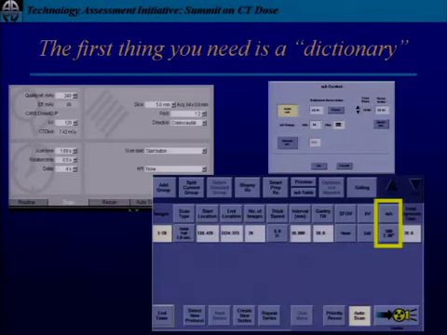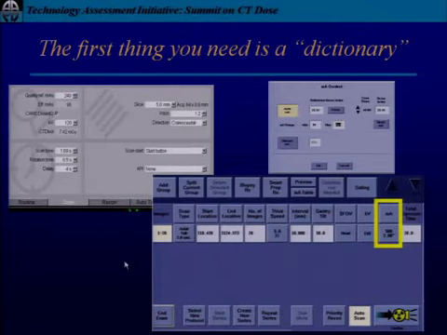Okay. If you want to translate a protocol between manufacturers or even models of the same manufacturer, the first thing you need is a dictionary, because there is a wide variety of terminology and how things are done. This is an example of the user interface for the automatic exposure control systems on the Siemens. There it is, up here, where you put in this quality reference mAs number. On the GE, you open up this tab and go in and put your auto mA.